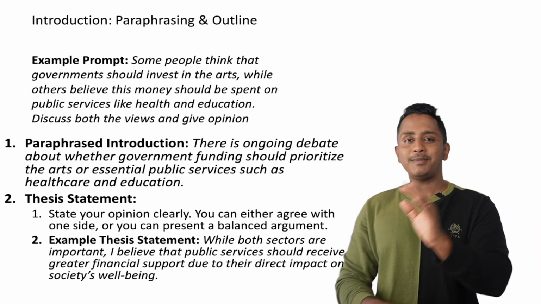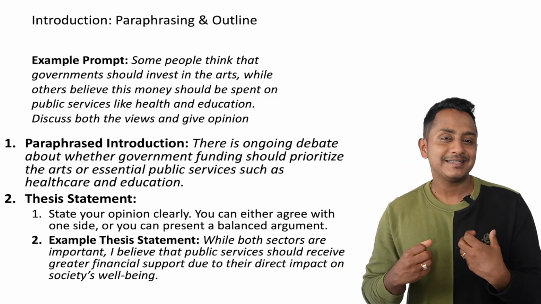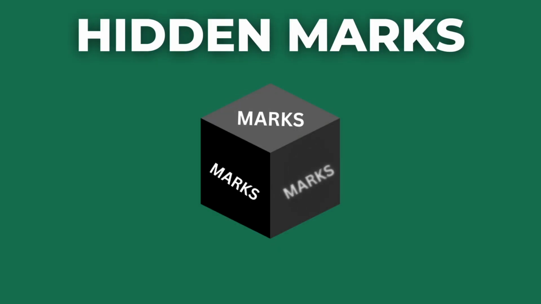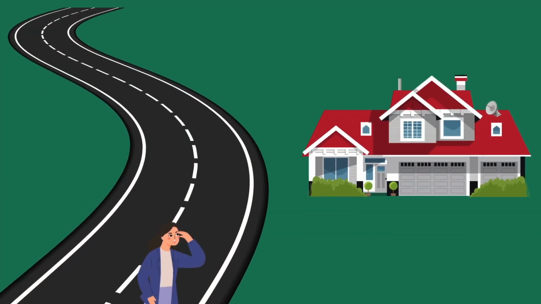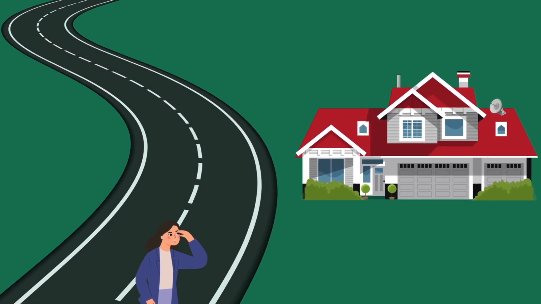Now we will go to the second paragraph, which is where all the marks are hidden. Most of the marks are hidden in the second and the third paragraph. You need to have a structure. The structure that we had so far, having one introduction, body 1, body 2, opinion, conclusion, is an external structure. It's like looking at a house from a distance. Oh, the house looks like this. But what if you get inside the house?